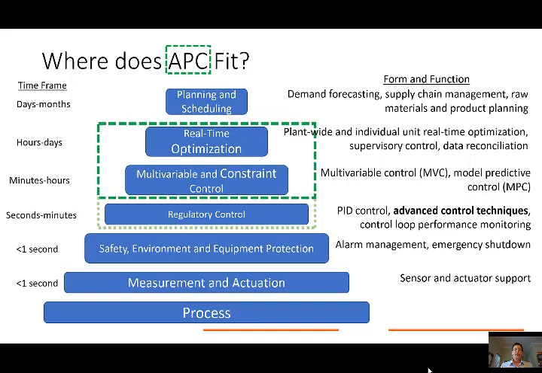I got involved in process control with Chevron implementing real-time optimization. This is plant-wide or individual unit real-time optimization using first principles models. These tend to be supervisory control or do data reconciliation. For instance, I used my real-time optimizer on a crude unit in Pascagoula to help the process engineer close material and energy balances on the process. These things happen in hours to days.